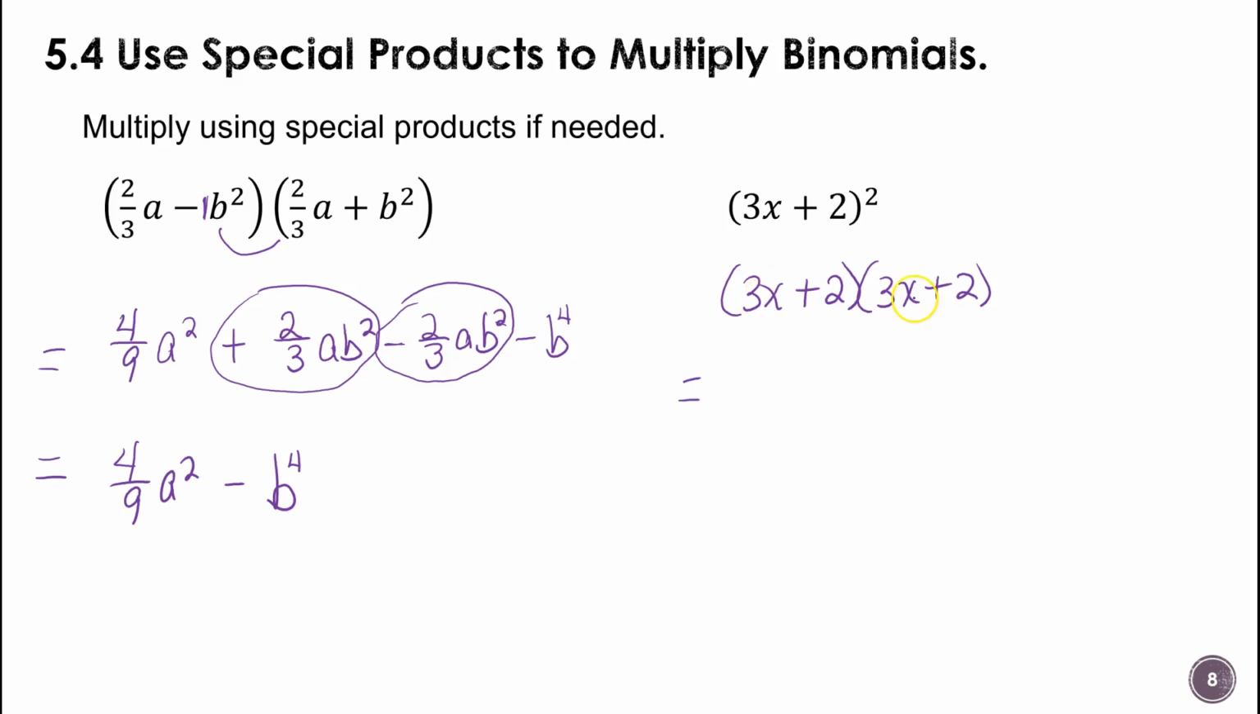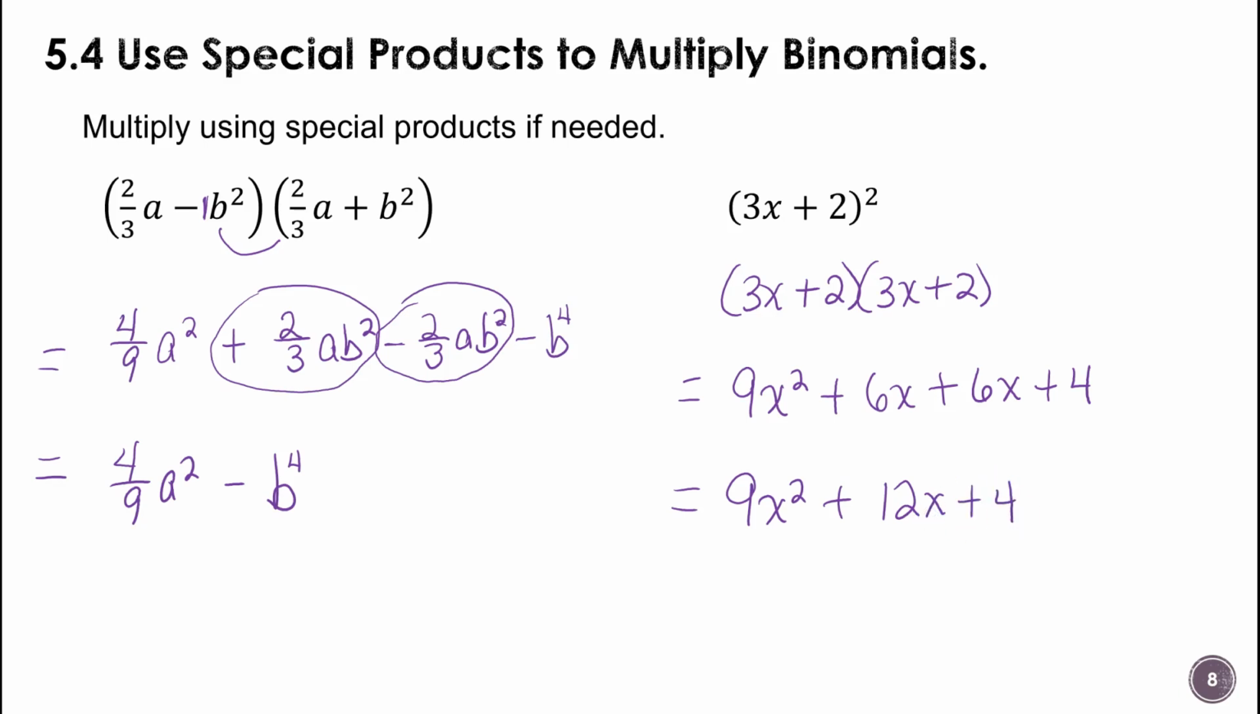Okay, so we take 3x times 3x, and that's 9x squared, 3x times 2, so that's plus 6x. 2 times 3x is plus 6x again, and then 2 times 2, right, the last terms, and that's plus 4. So we combine our like terms, the 6x plus 6x, and that gives us 12x plus 4. All right.